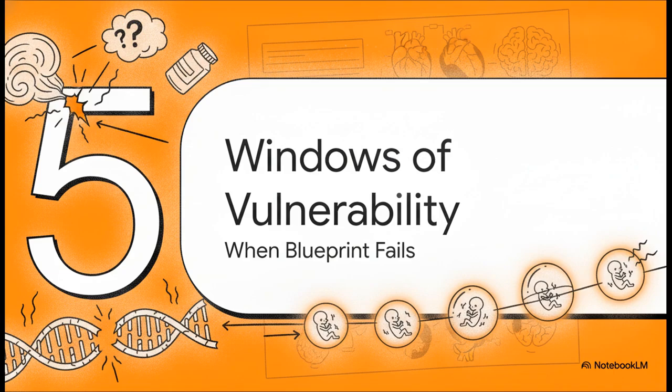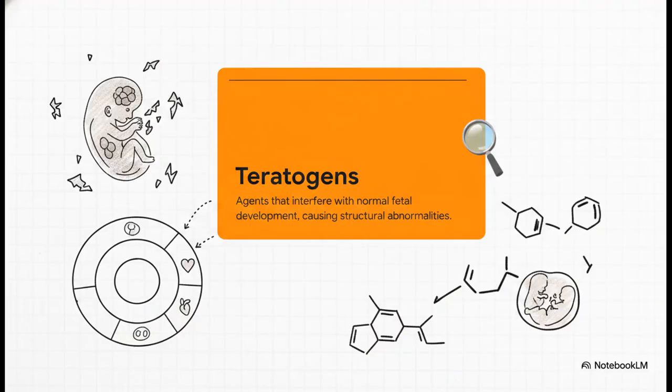What happens when the blueprint fails? So what exactly happens when external factors interfere with this highly orchestrated blueprint? Well, as resilient as the developmental process is, there are specific windows where it is profoundly fragile. We have to look closely at teratogens. These are essentially agents, like certain medications, that interfere with normal fetal development, either by disrupting cell proliferation or just being outright toxic to developing tissues.